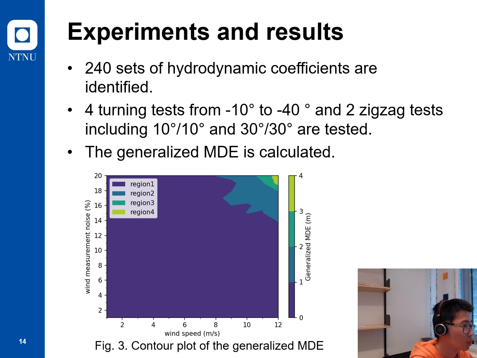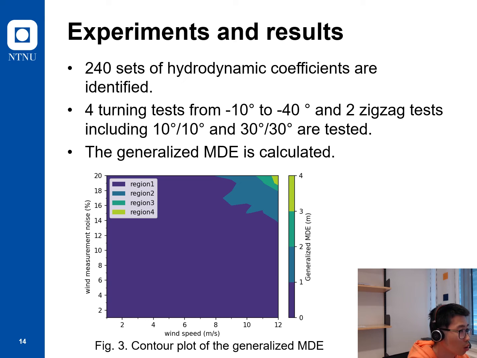240 sets of hydrodynamic coefficients are identified. 4 turning tests from minus 10 degree to minus 40 degree, and 2 zigzag tests including 10 degree and 10 degree, and 30 degree are tested. The generalized NDE is also calculated. The generalized NDE is the mean value of the summation of the average value of NDE in turning and in zigzag. The contour plot of the generalized NDE is shown in the figure.